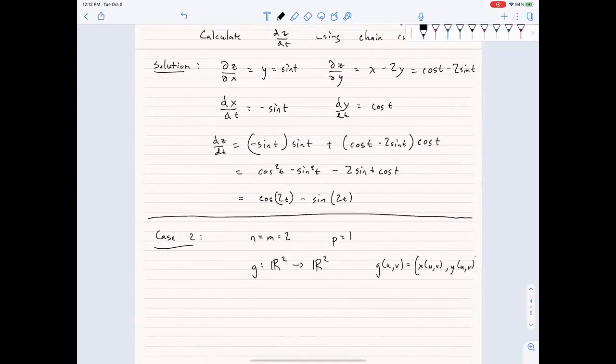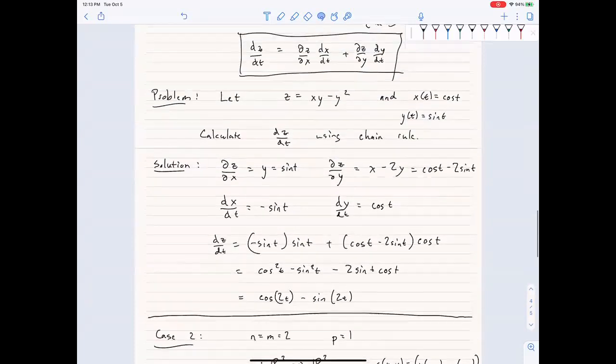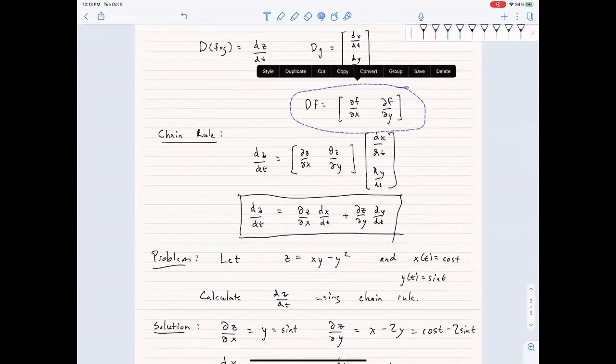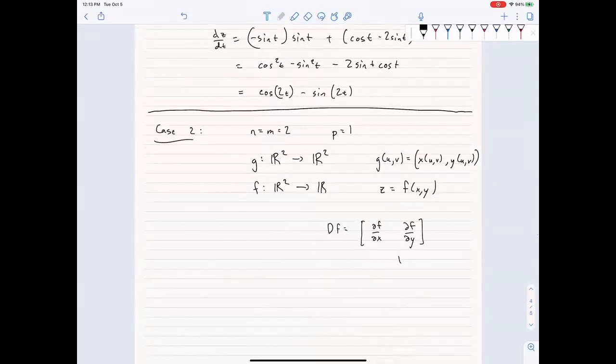So rather than having these f1, f2, f3, since we have so few variables, we can give each variable a different letter. Our f will be a function from R2 to R. So this will be a scalar valued function. And we'll just, again, write this as z equaling f of x, y. And again, if we look back up here, we remember what df is. df is this guy. And I'll bring that down here to remind us.